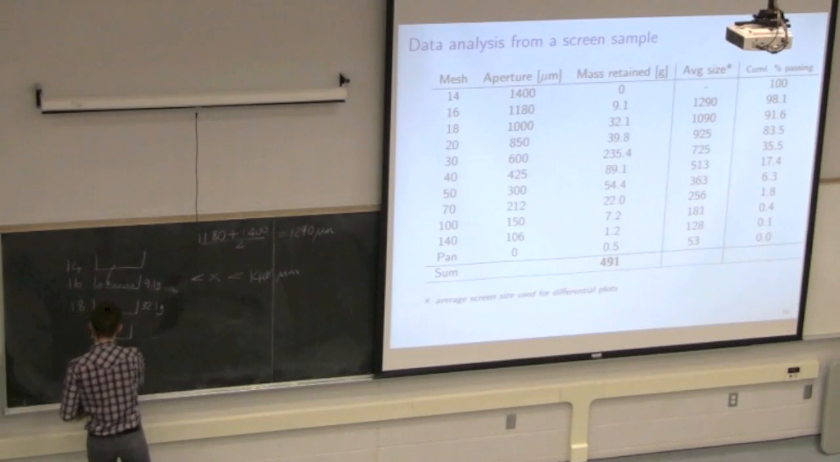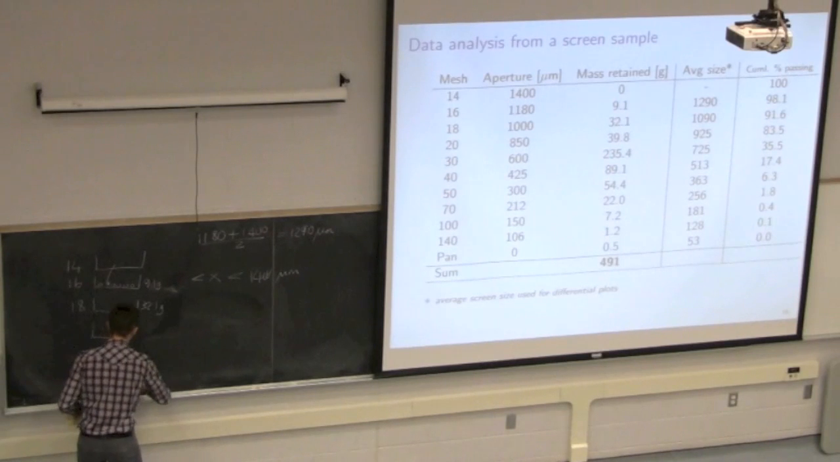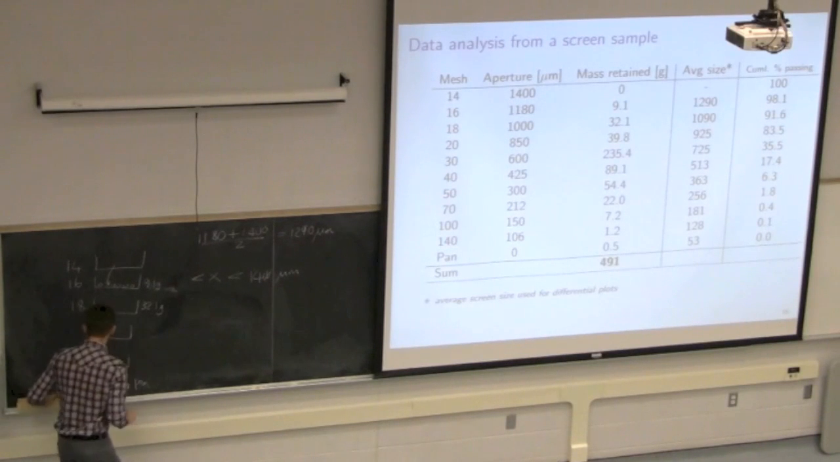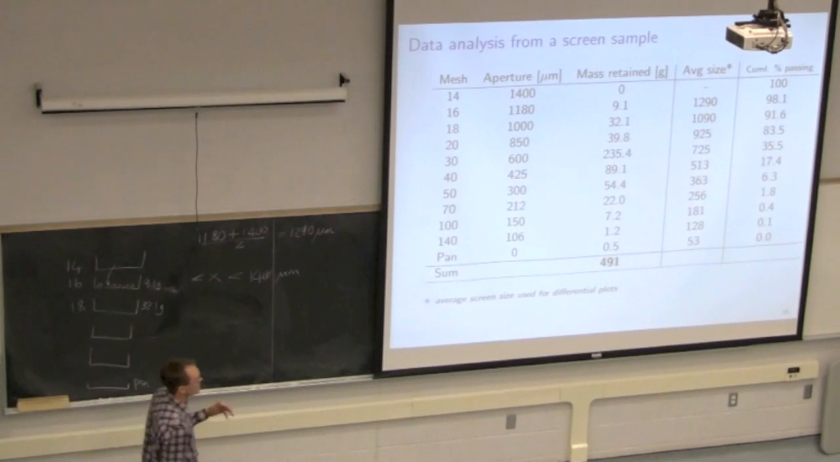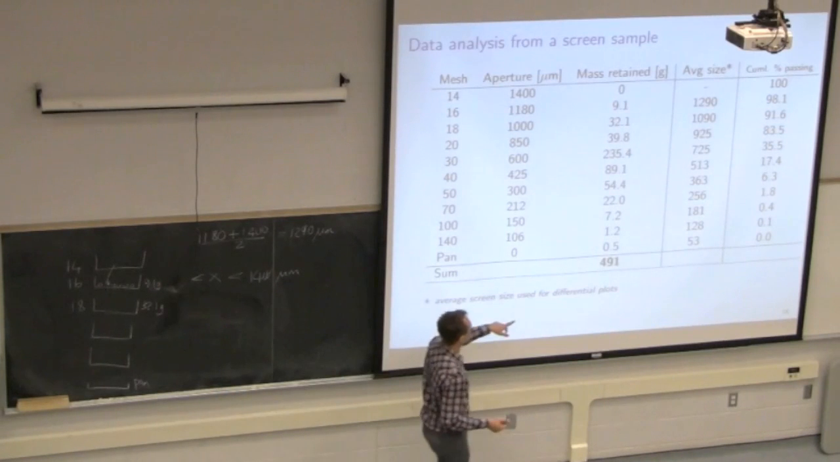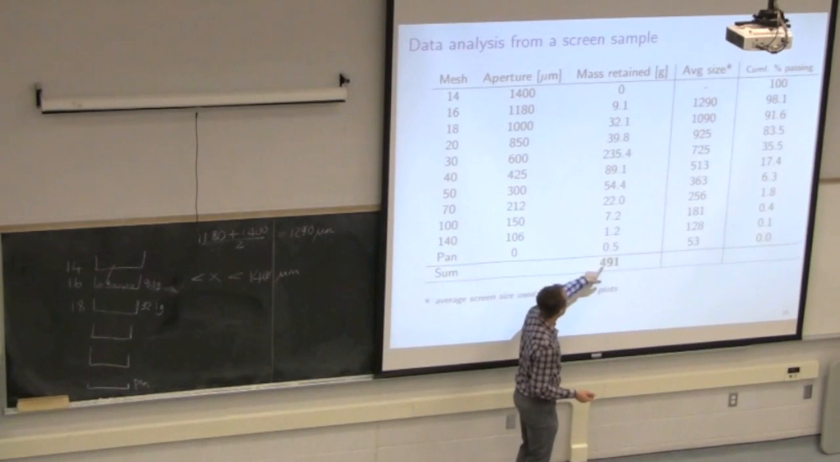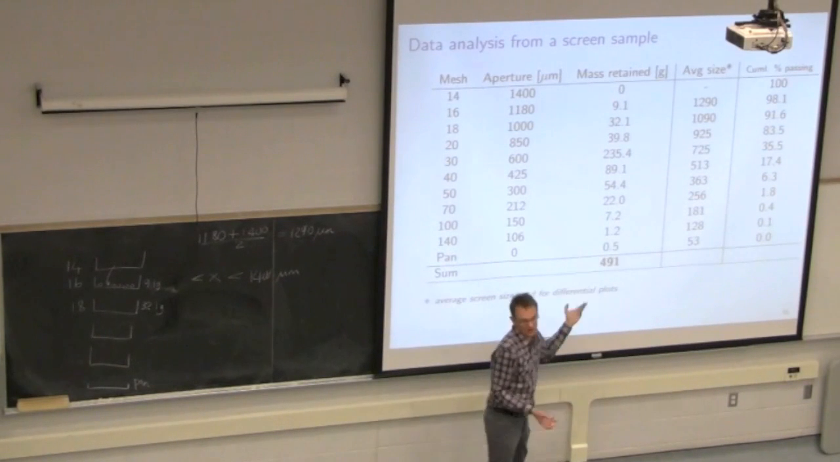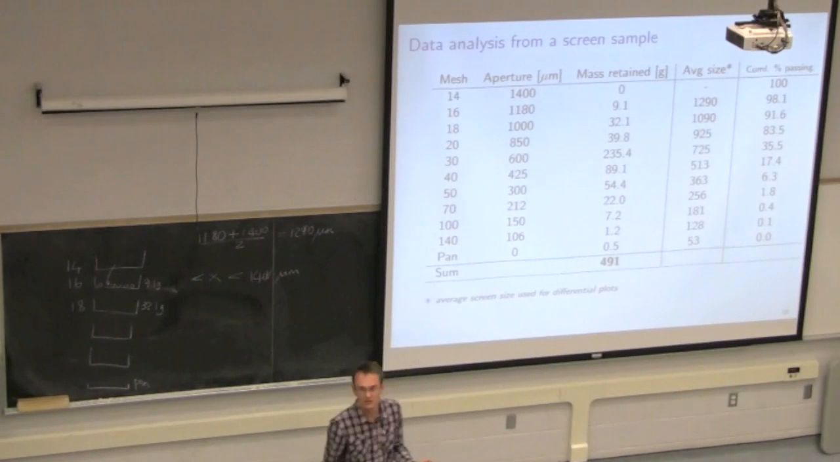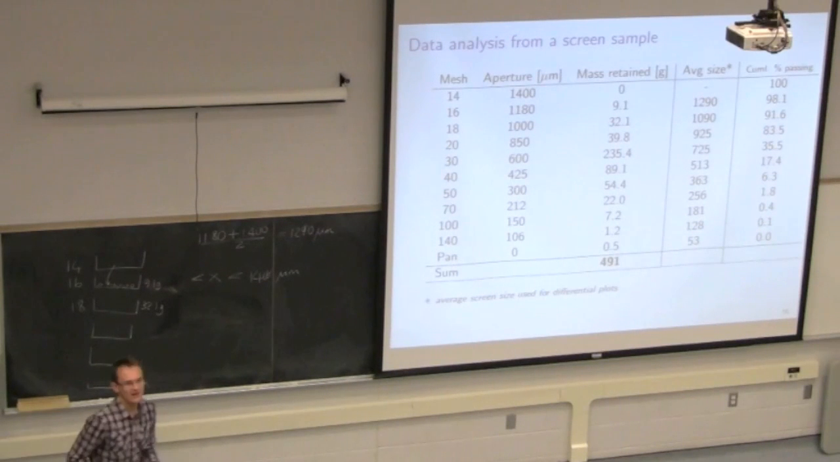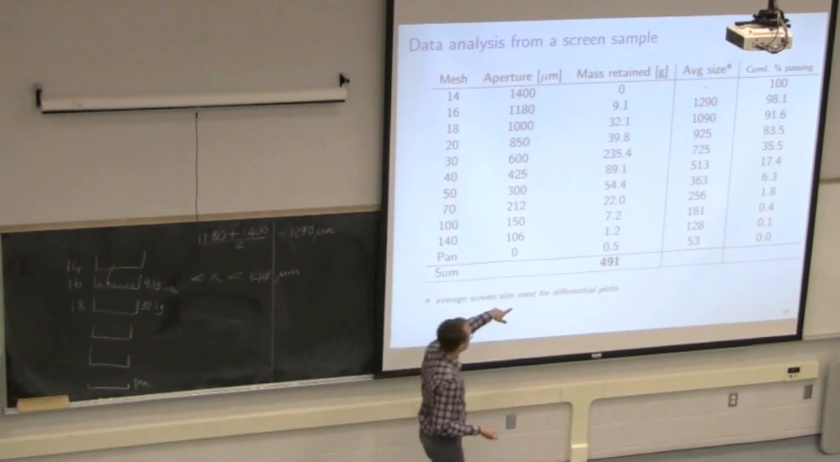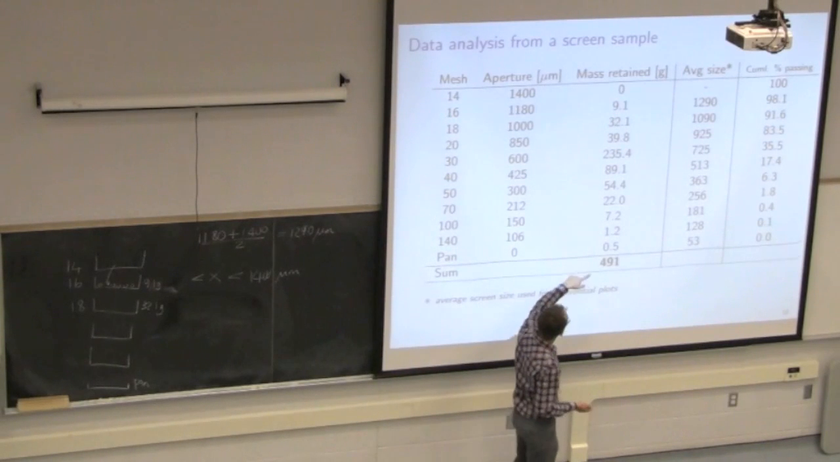Okay, and then we keep going until our final pan. So what we do is we even know our mass that we added at the beginning, 491 grams of solids was added at the beginning, and we should get 491 out at the end. You'll find in practice that that never happens though, for some reason. Some of this mass happens to disappear somewhere. But by and large, it usually balances. So 491 grams was the mass retained on every screen in total.